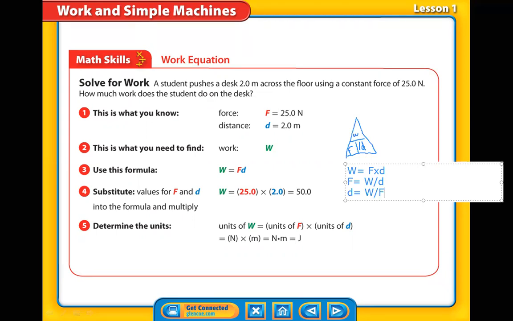So these are the three formulas that we have to know to solve any mathematical problem about work, force, or distance. We have the main one, work equals force times D. How can we get the force? By dividing work by distance. And how can we get the distance? By dividing work by force.